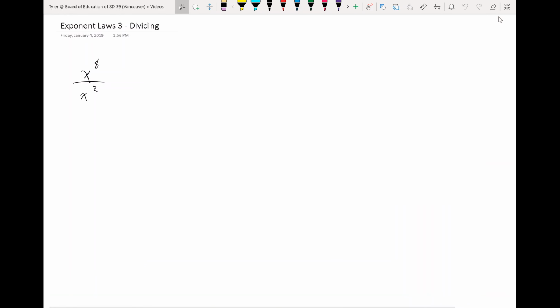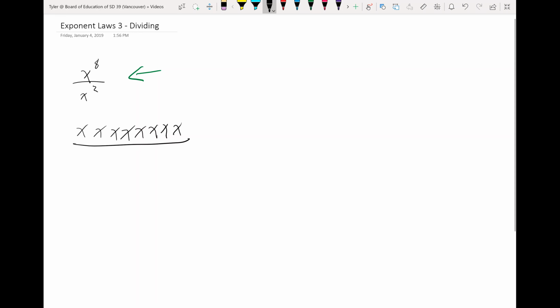All right. Our third idea about exponent laws is dividing. If I have a question like x to the power of 8 divided by x to the power of 2, to make this a little easier to understand, I'm going to rewrite this. Instead of x to the power of 8, it means x times x times x times x, that is a lot of x's, 8 of them. The denominator is x to the power of 2, so it's x times x.